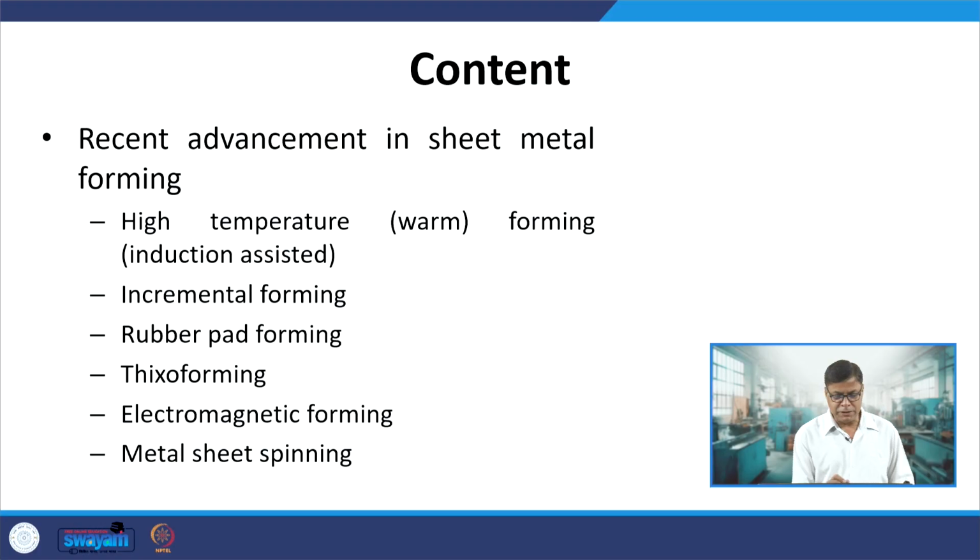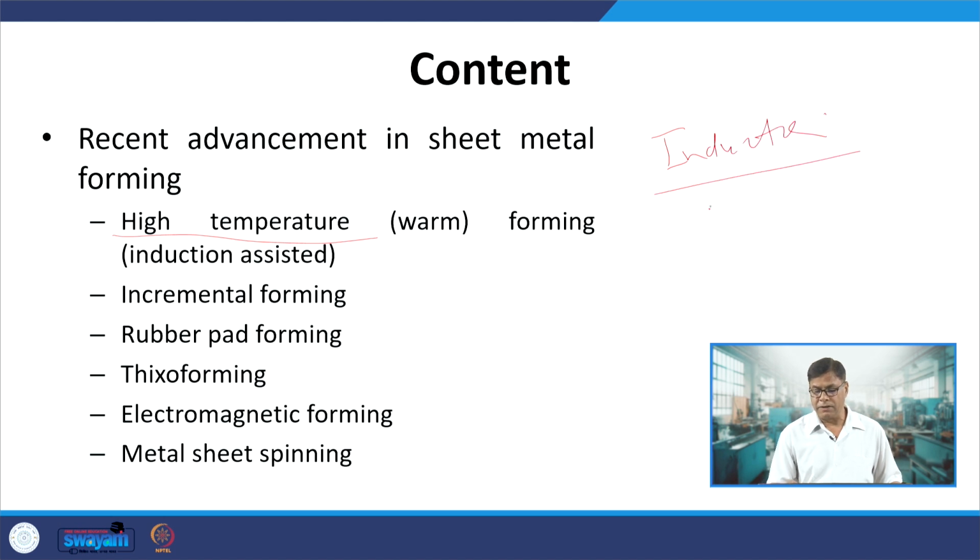approaches will be covered. Advancement in sheet metal and bulk metal forming includes, like, high temperature forming. Here, external heating is used, either induction or laser or any other suitable heat source, to see how the metal can be softened and ductility can be enhanced so that the efforts required for sheet metal forming can be minimized.